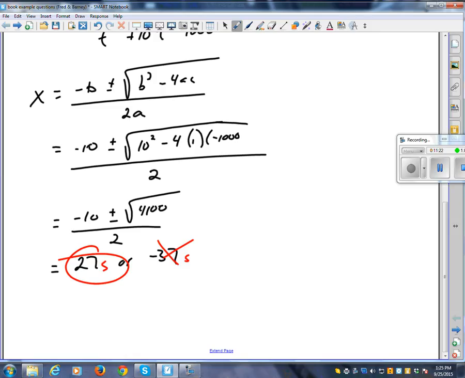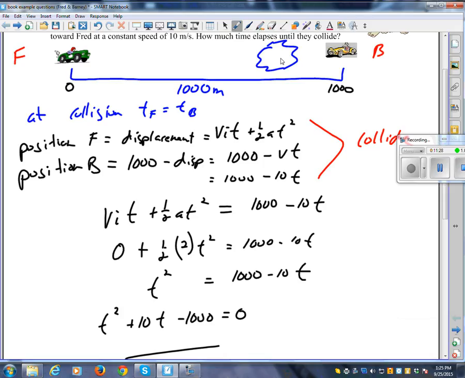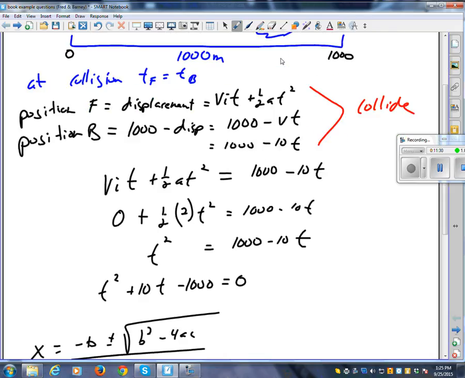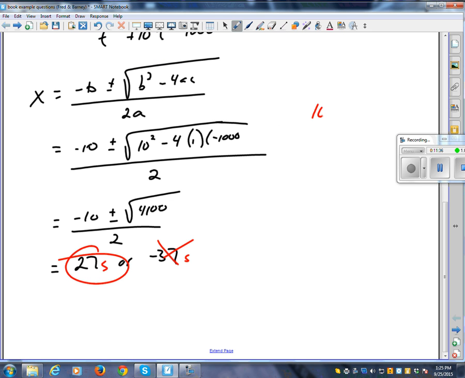And if you wanted to know where, because generally they like to ask you those kinds of questions too, right? How do I figure out the where? You could plug that 27 seconds into either this one or this one, and you'll get the same answer. I'm going to plug it into the easy one, which was 1,000 minus 10t. 1,000 minus 10 times 27, which is 1,000 minus 270, which is 730. The 730 meter mark is where they collide.